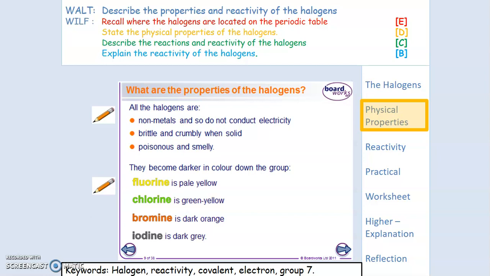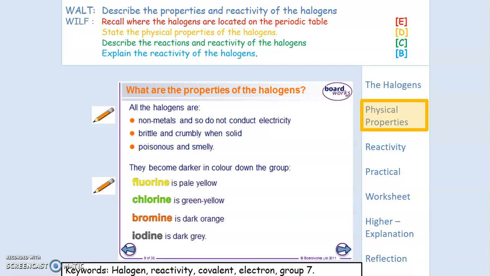All the halogens are non-metals, so they do not conduct electricity. When they are solid at certain temperatures, they are brittle and crumbly, and they are also poisonous or toxic, and generally, when they have become a gas, they have a very unpleasant smell. As you will see in the fact book, you also need to know some of the visual properties. Fluorine is a pale yellow gas at room temperature. Chlorine is a green-yellow gas at room temperature. Bromine is a dark orange liquid at room temperature. And iodine is a grey solid at room temperature.